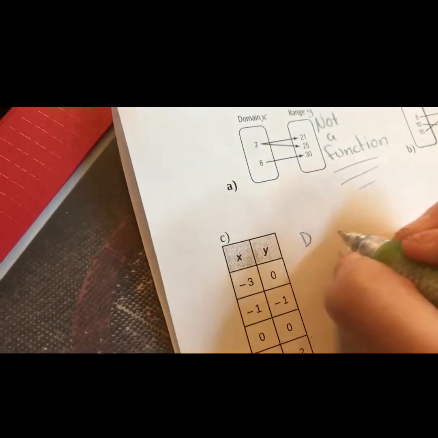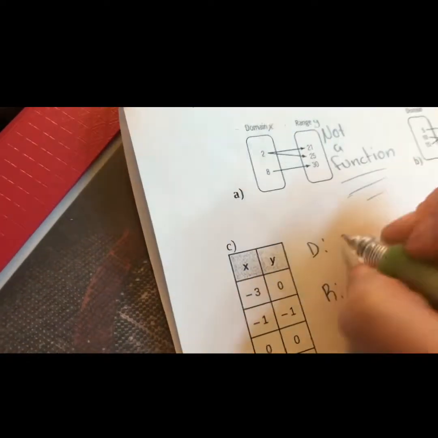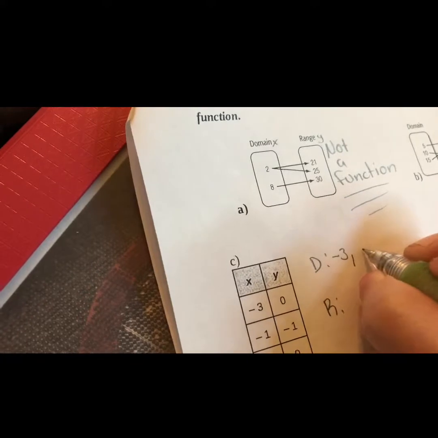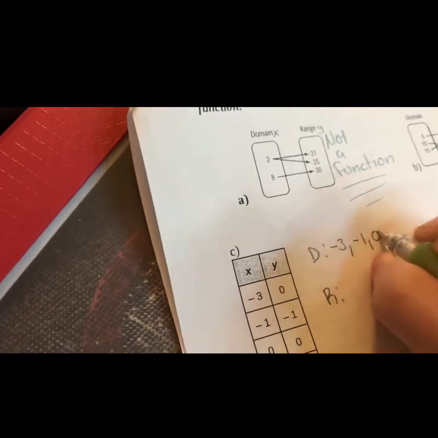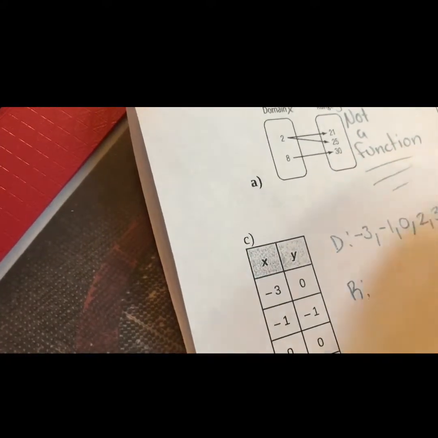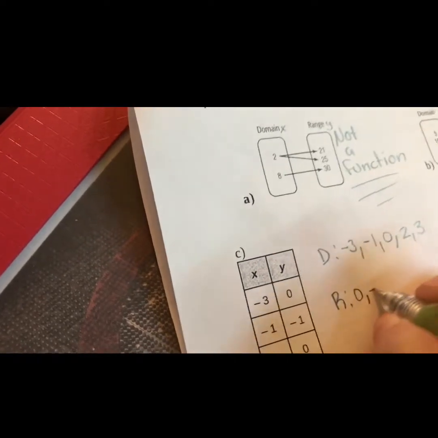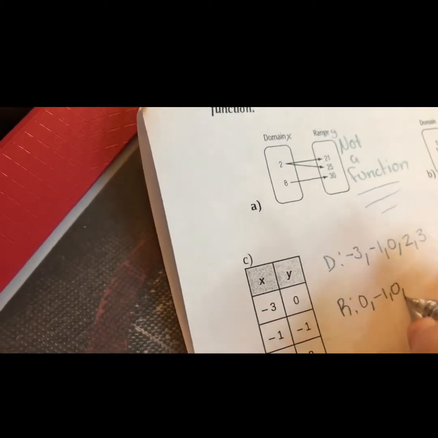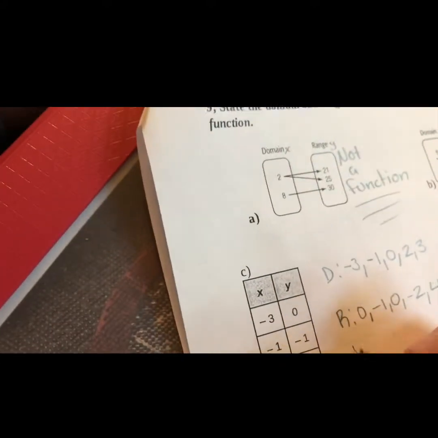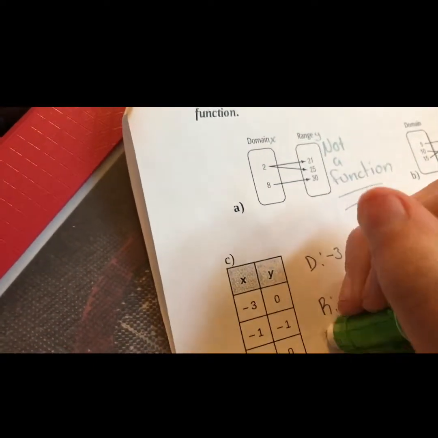This one we need to do ourselves. So D for domain, R for range. We have -3, -1, 0, 2, 3. This one we have 0, -1, 0, -2, 4. Well, I won't write yes, I'll put function.